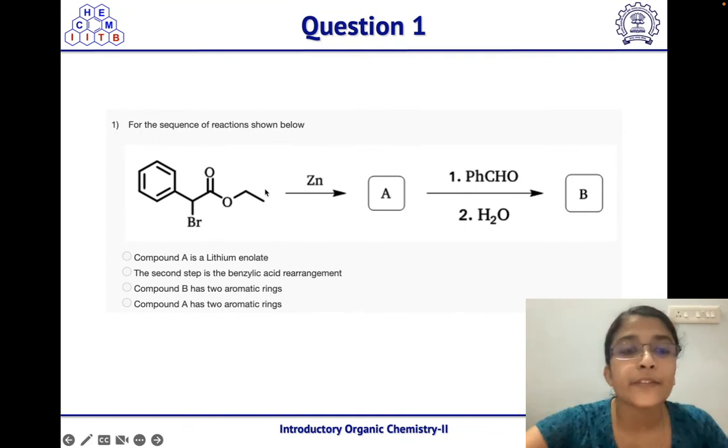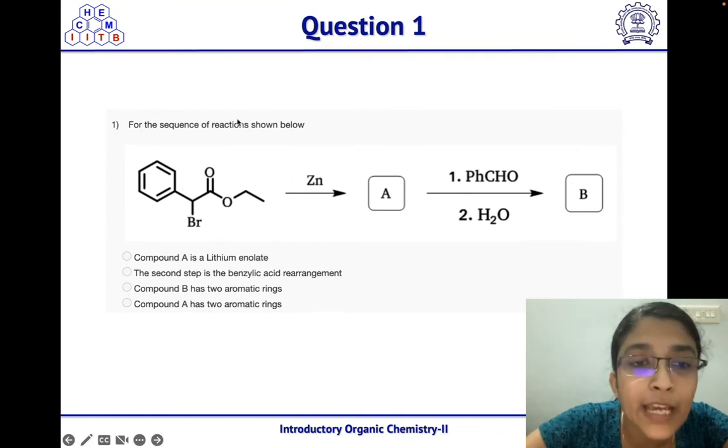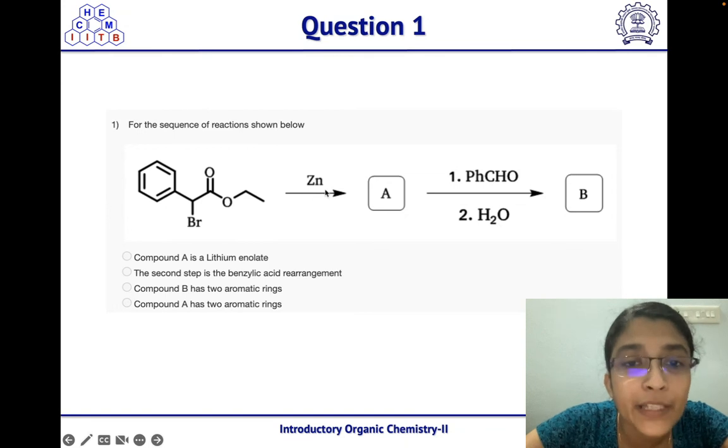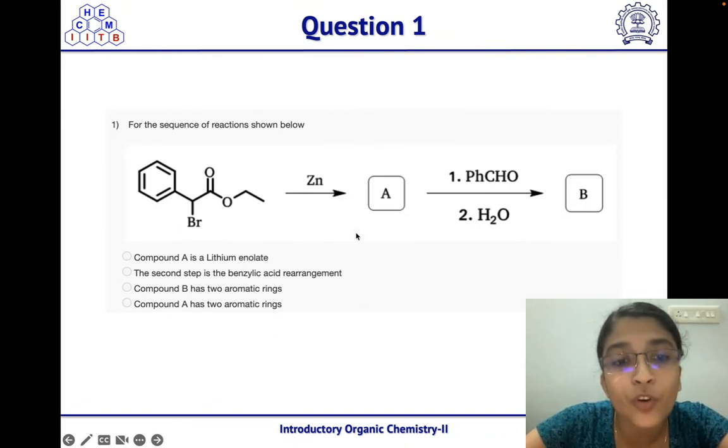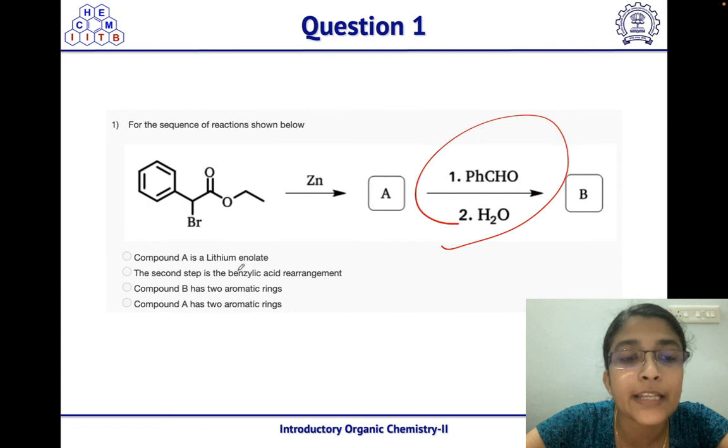So the first question we have discussed today is we are having an alpha bromo ester and we are treating with zinc and we will get a compound A. Then that compound A we are treating with benzaldehyde and then with water. Then we will get compound B. So they are asking out of these four options what will be the right option. First they have given compound A is a lithium enolate and then they have mentioned the second step is a benzilic acid rearrangement. Then compound B has two aromatic rings and compound A has two aromatic rings.